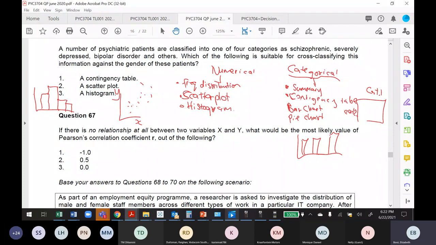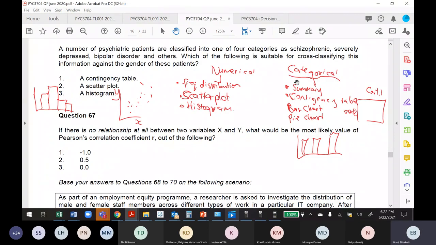What else can you do? You can do a cumulative polygon, a frequency polygon. You can do an ogive. You can do a box plot. What else? That's all I can think of right now.